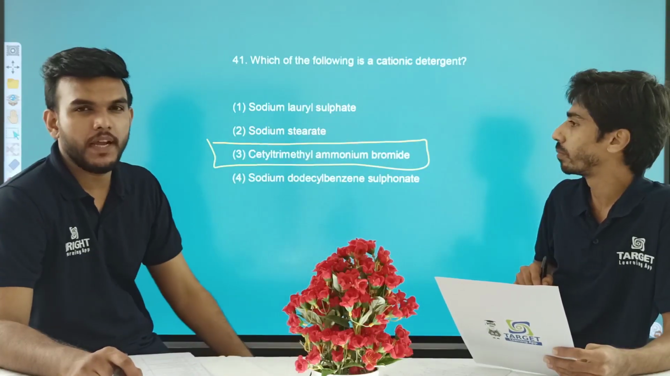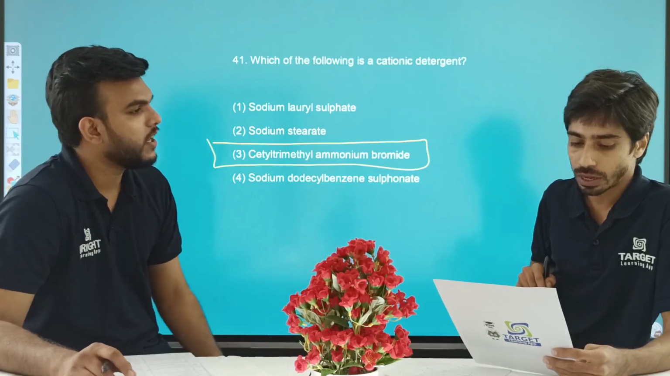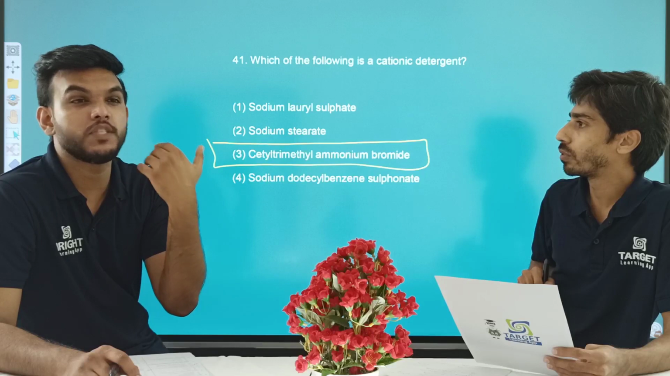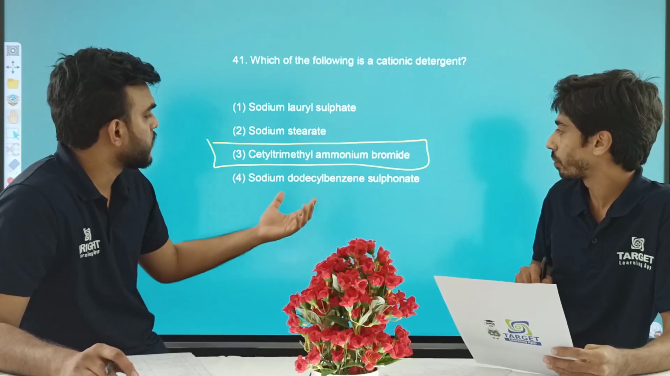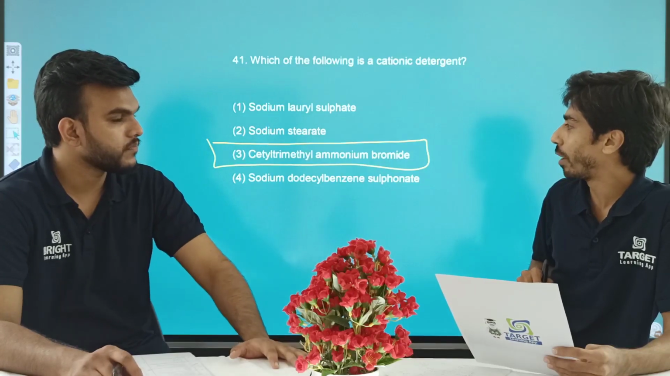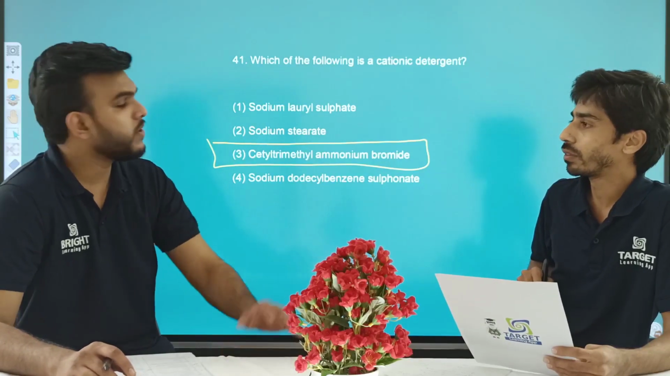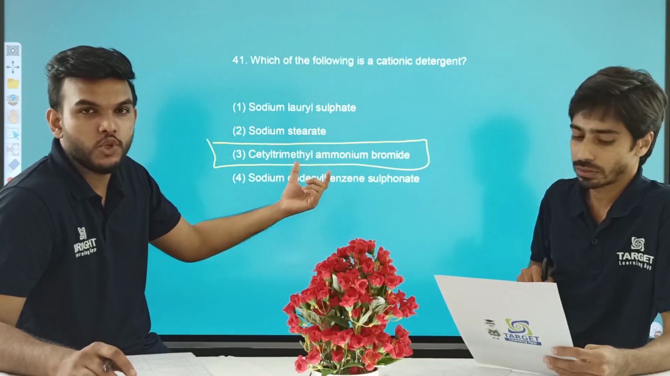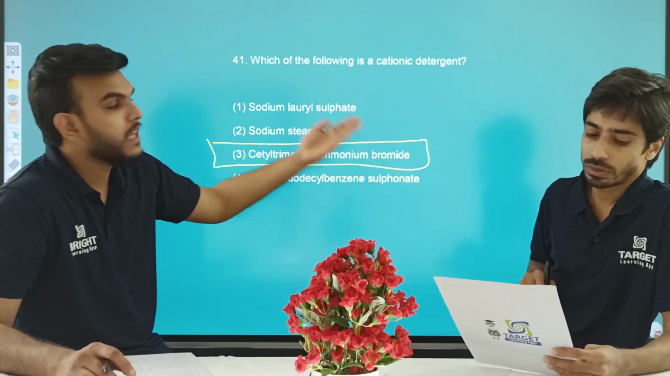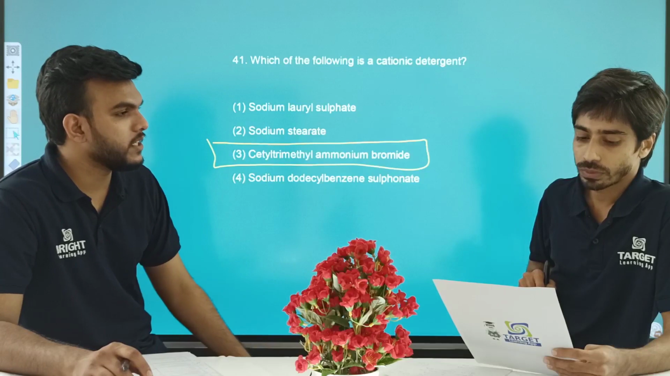The sodium lauryl sulfate, what is that? It is an anionic detergent. And sodium stearate, what is that? This is a type of soap. In the case of sodium dodecyl benzene sulfonate, what will be the concept? That will be an anionic detergent itself. So there is only one single example given here, that is cetyl trimethyl ammonium bromide. That will be the cationic detergent.